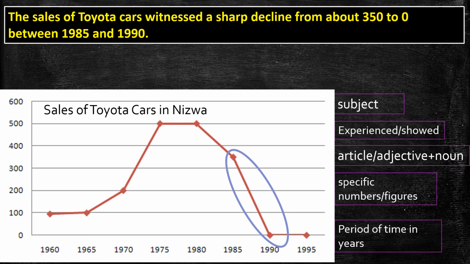I hope you understood all the 4 sentence structures and you learned how to write complex sentences describing the trends in a graph. You can take more graphs and start practicing writing the complex sentence structures.